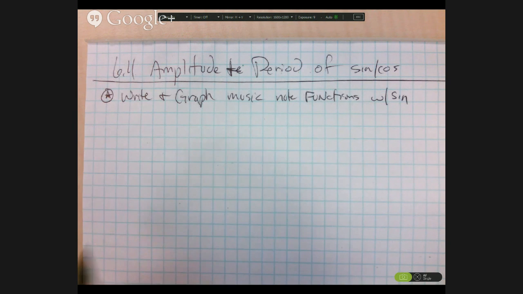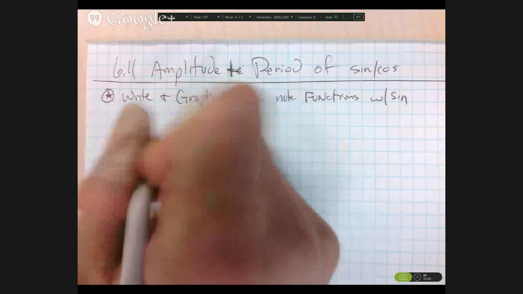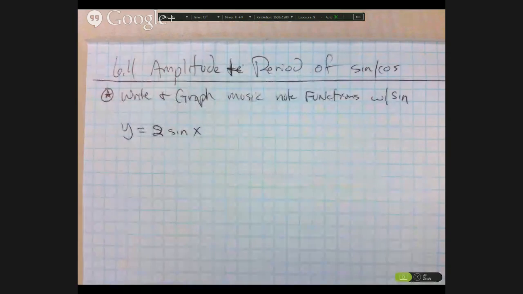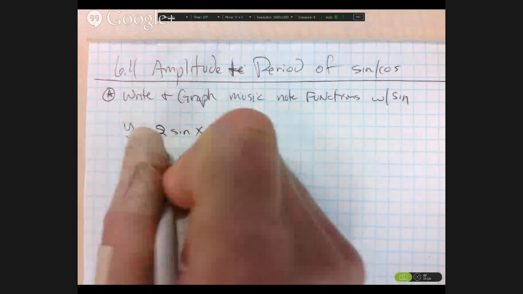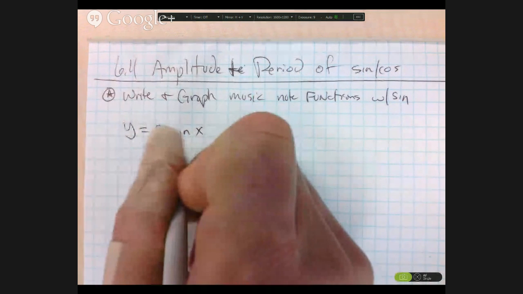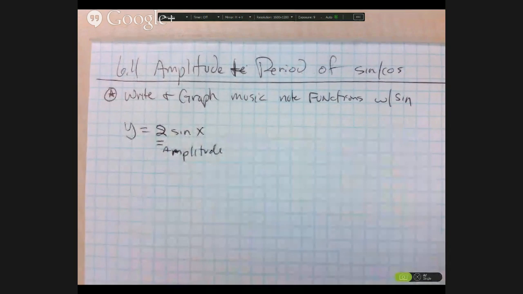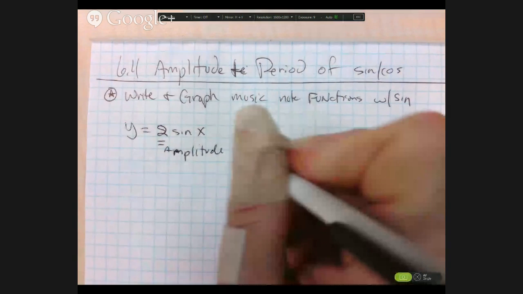Starting. Okay, amplitude and period of sine and cosine. So we'll start there. That's a 2. Y equals 2 sine x. Any number in front denotes the amplitude.